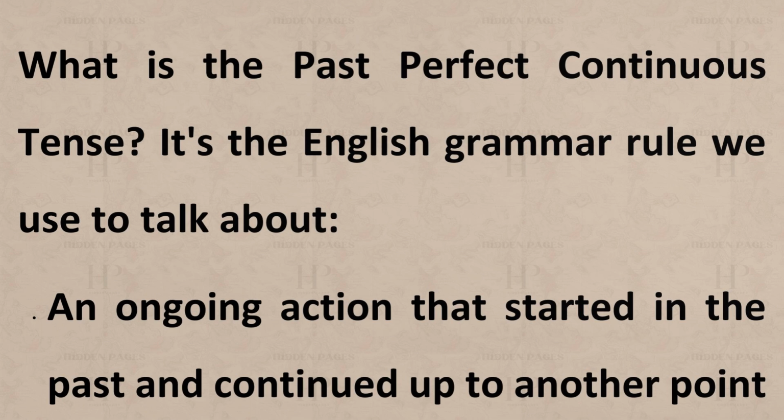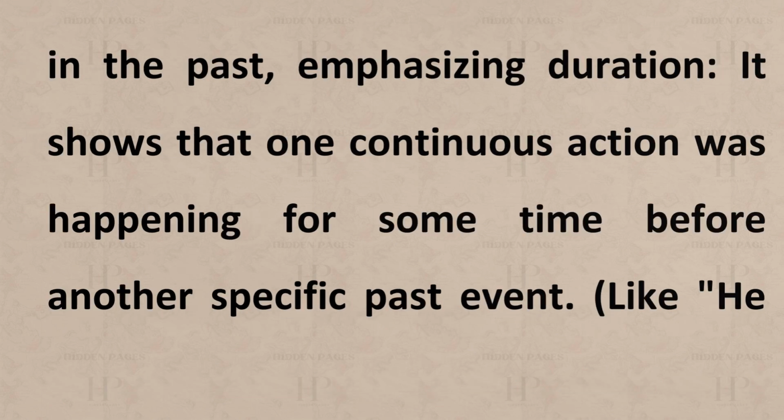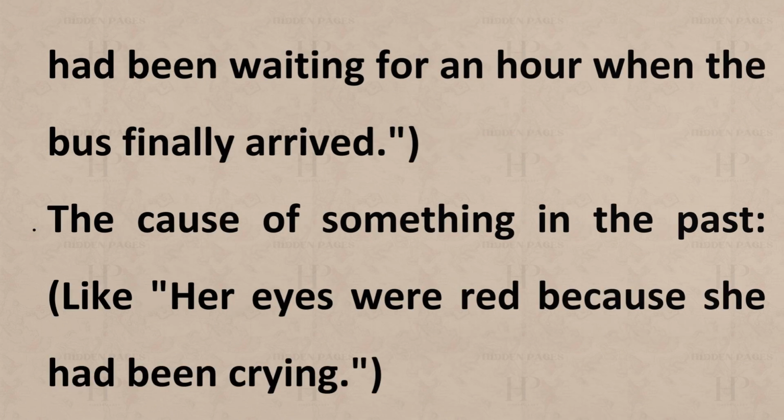What is the past perfect continuous tense? It's the English grammar rule we use to talk about an ongoing action that started in the past and continued up to another point in the past, emphasizing duration. It shows that one continuous action was happening for some time before another specific past event. Like, he had been waiting for an hour when the bus finally arrived. The cause of something in the past. Like, her eyes were red because she had been crying.